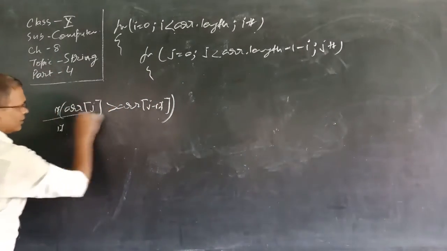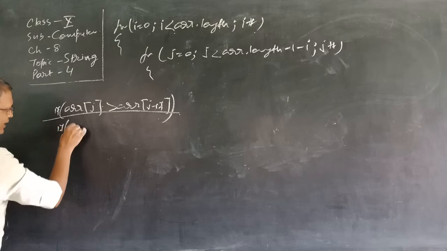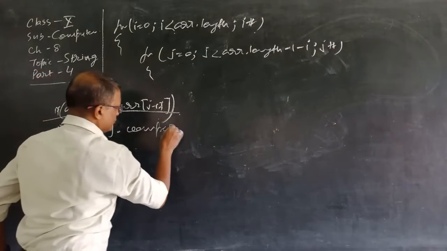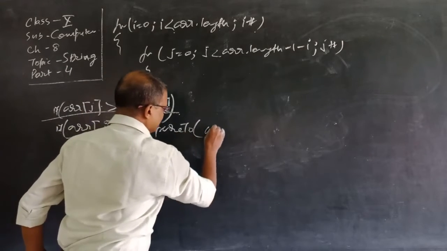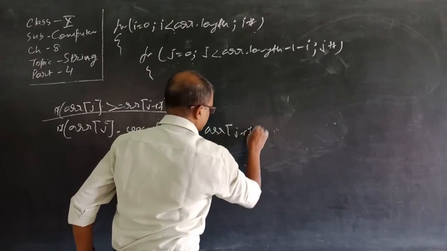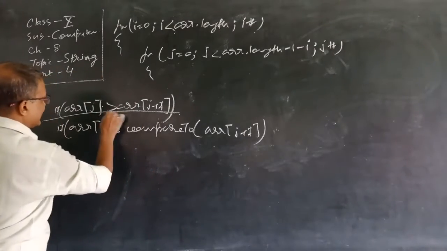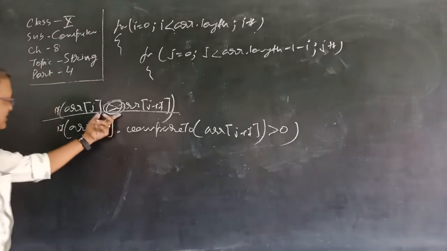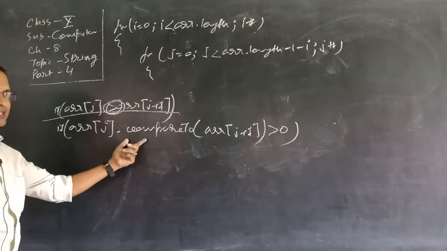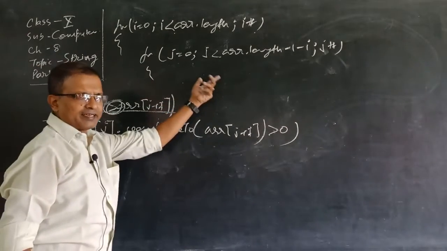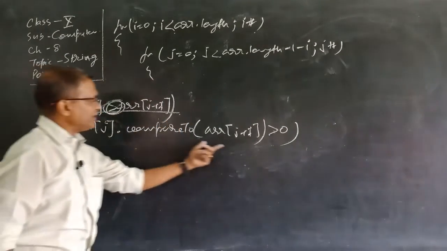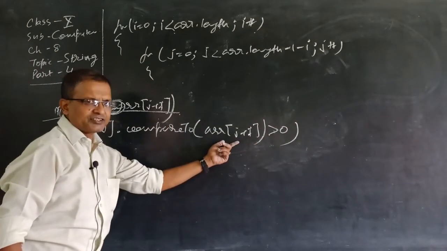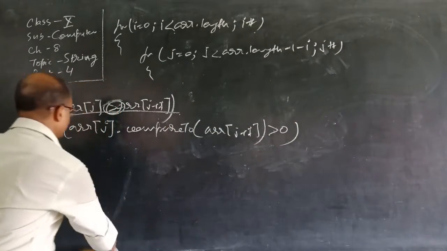If I am going to convert into a string, if arr[j].compareTo(arr[j plus 1]), what do we have to check? Greater than, so greater than 0. This is the number concept converted into a string concept. This condition will be applied here. Getting my point? arr[j].compareTo(arr[j plus 1]) greater than 0 means the first string is greater than the second string. Okay, so let us see here.